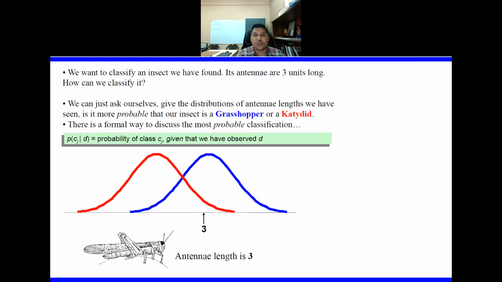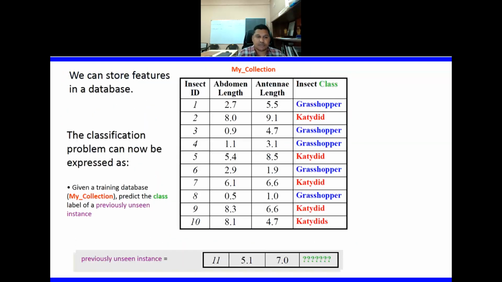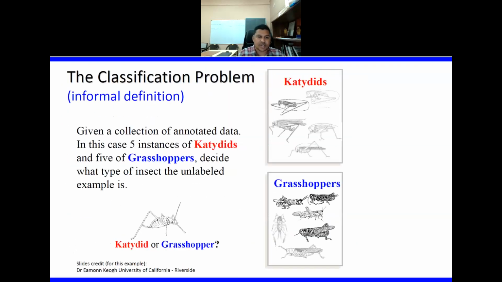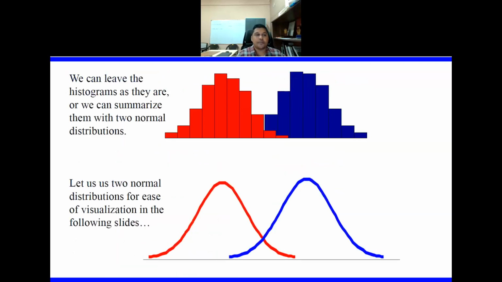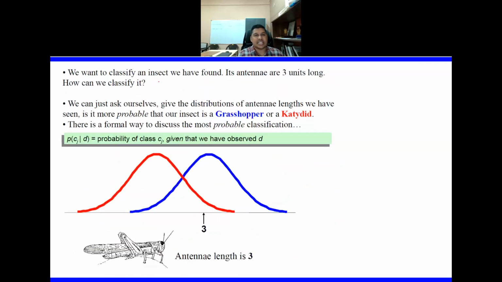Now, see how we use probability here. This is the given question, right? This is our insect now. Find out what it is. Is it a katydid or a grasshopper? So what do we try to do? We will try to classify the insect. Its antenna length is 3 units. How can we classify it? Tell whether it is a grasshopper or katydid.